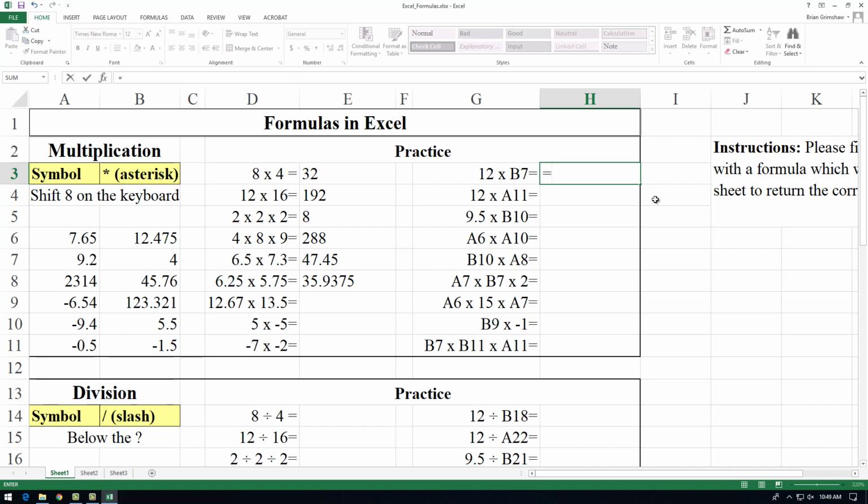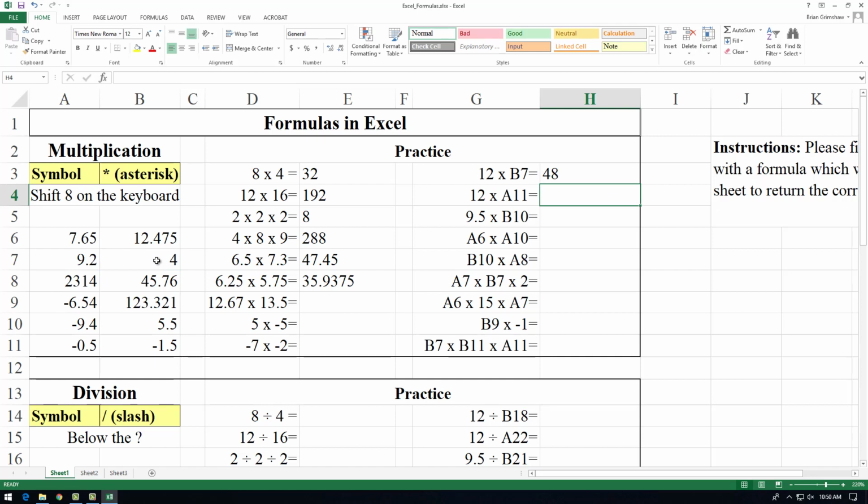It seems kind of ridiculously easy, but you just type literally 12 times B7. And notice as soon as the computer recognizes a cell address, it highlights it in a color, in this case blue, and it also highlights the actual cell in the same color, so that you know that you and the computer are on the same page. See that? And you hit enter, bam, you get 12 times 4, which is 48, right?